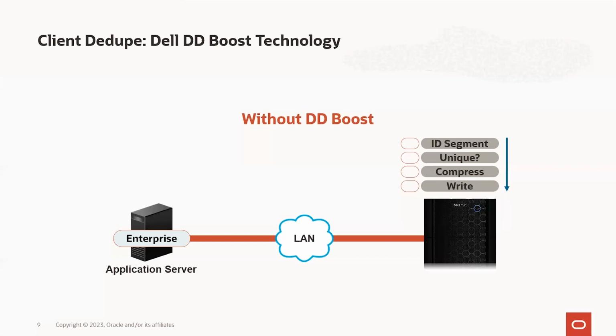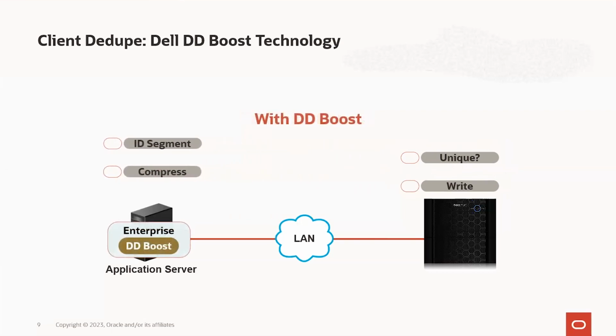So if you take a look at Data Domain Boost, as you can see, it's basically on the backend. So if you send just pure data, you have to identify the segments. So you have to ask the question if it is unique in the system. You have to compress, and then you have to write into the file system, right? So they basically offloaded segment identification and compression to the client, and therefore achieved two major goals.